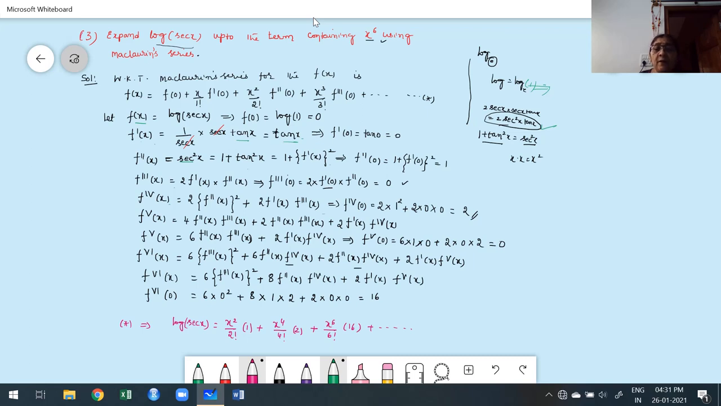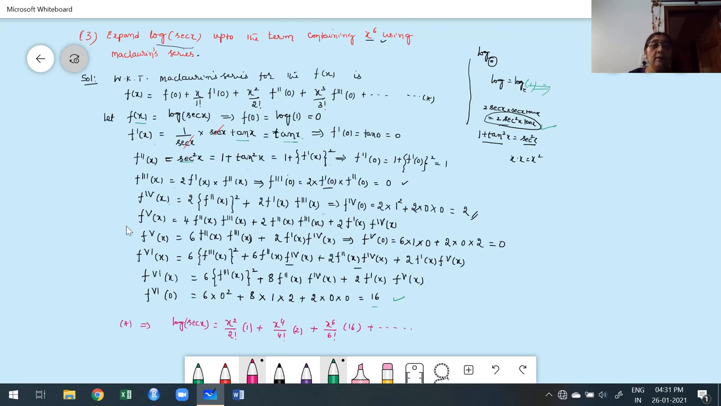This is the easiest way to find the required derivatives, up to the sixth derivative at x equal to 0. And then substitute these values in the Maclaurin series for the function f of x. Then finally, we get the expansion of log of secant x up to the term containing x to the power of 6 using Maclaurin series. Without ambiguity, this is the easiest way to find the solution of the given problem. That's why, before moving to the next step, I'm requesting everyone, for each and every derivative, as far as possible simplify. Try to convert the present function into the simplest form, then it is easy to proceed for the higher derivatives.